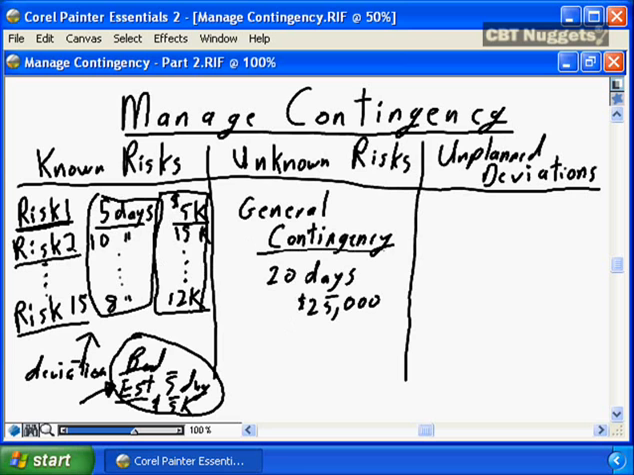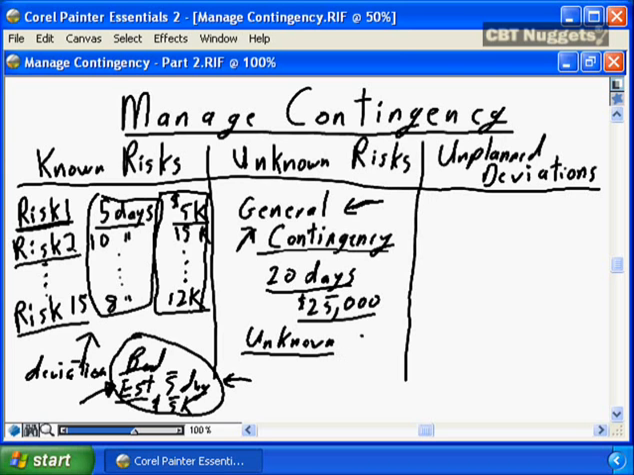But what about the general contingency? We've allocated 20 days, $25,000 of general contingency for the unknown risks. When you consume the general contingency is really at your discretion. You have these additional funds of 20 days, $25,000 to deal with unknown risks. If you truly consider bad estimates as an unknown risk, then you're within your rights to take that 5 days, $5,000, and apply it against the 20-day, $25,000 general contingency fund.